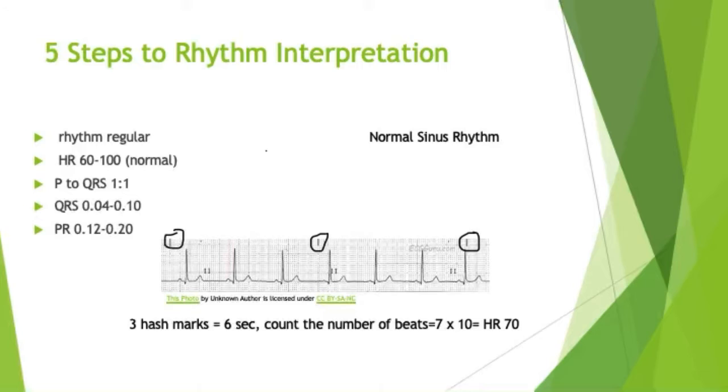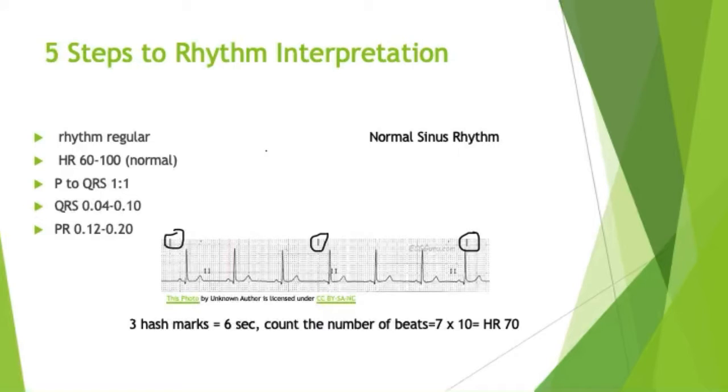We use 5 steps to interpret the rhythm that our patient's in. The first thing you're going to want to do is print a strip. You're going to want to look at 6 seconds. You can see on this strip here, the 3 hash marks at the top circled in black indicate that this is a 6-second strip.